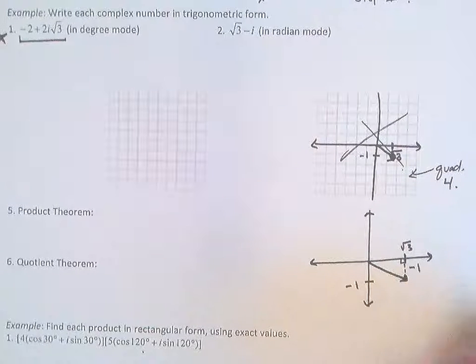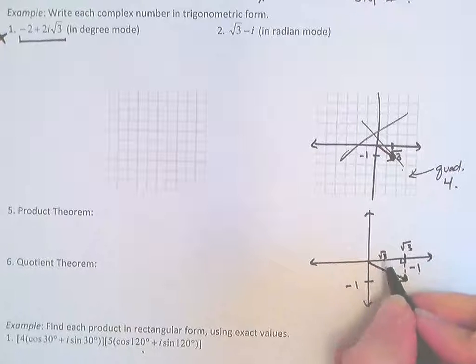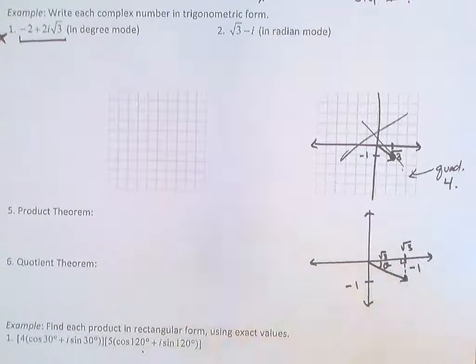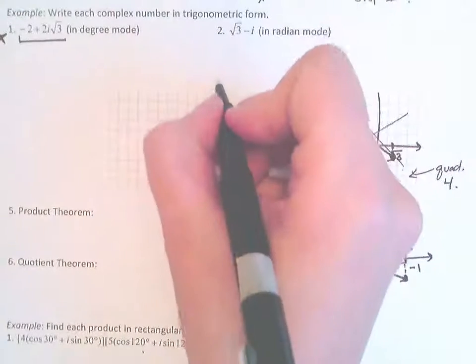And now, of course, we're going to make our little right triangle. This is going to be our y, and this is going to be our x, which is square root of 3. I don't know what my theta is, and I don't know what my r is. So step 1 is drawn. Step 2, we want to find r.